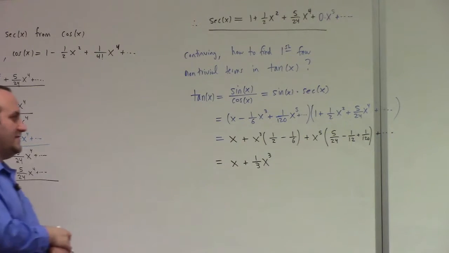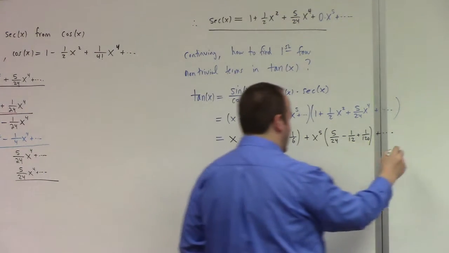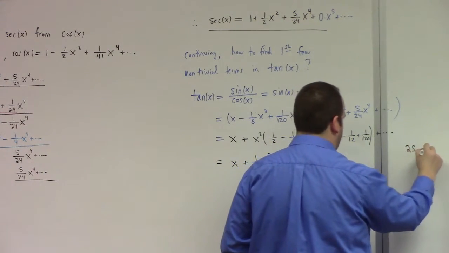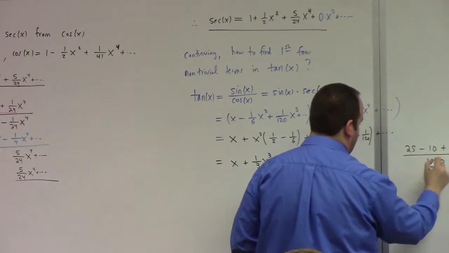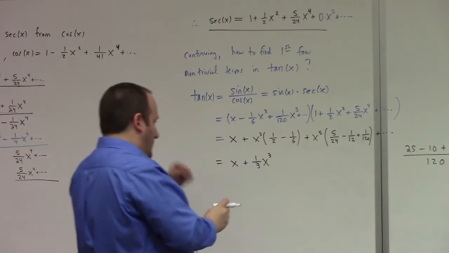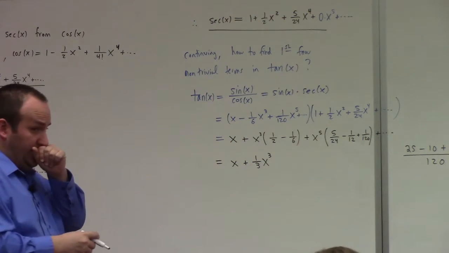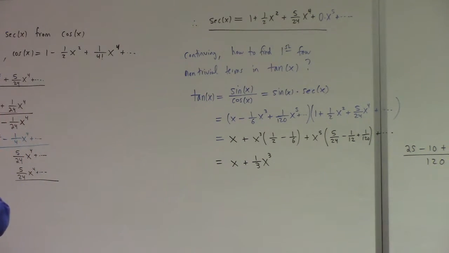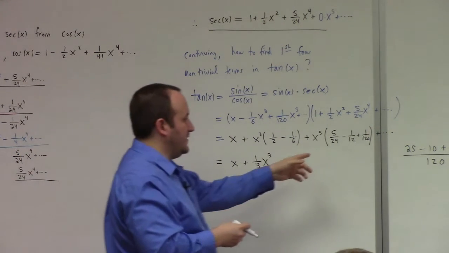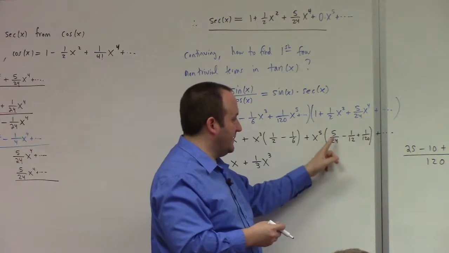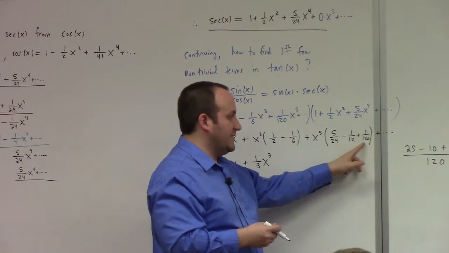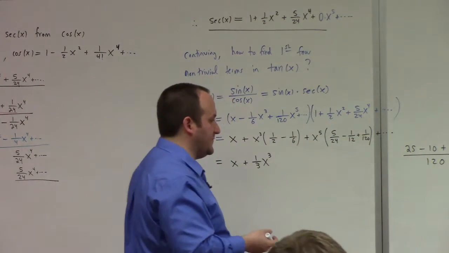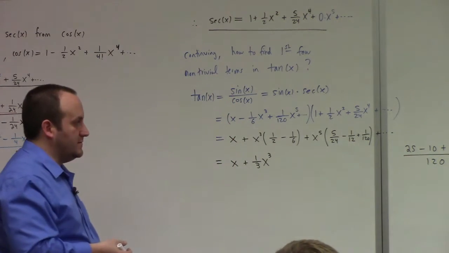Let's see here. I think it's easiest to make this all into 120ths. So this is like 25 minus 10 plus 1, all over 120. Is that right? Do you agree? Disagree? It says 24 times 5 is 120, so that makes this 5 times 5 is 25. This is 10 over 120. That's 1 over 120, so I got 25 minus 10 plus 1, also known as what?